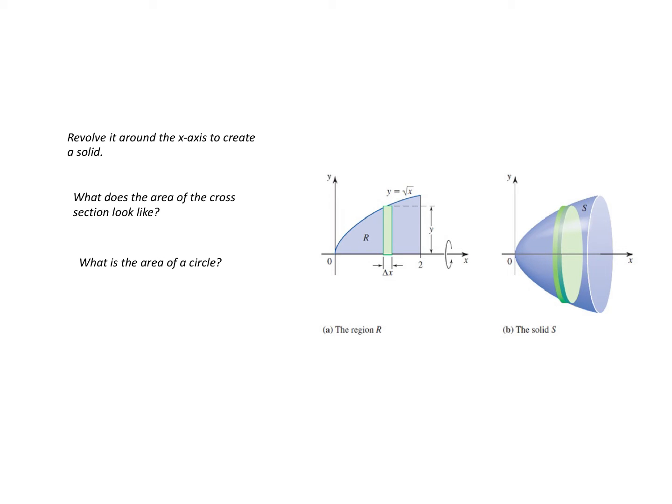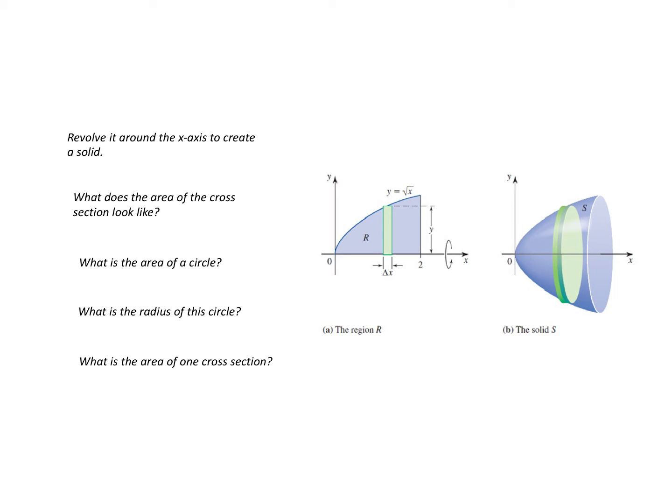Next, if we have a circular cross section, what is the area of that circle going to be equal to? That is pretty straightforward: the area of a circle is simply equal to pi r squared. Well, if the area of the circle is pi r squared, what is the radius of this circle going to be equal to? If we look at it closely, we realize that the radius is simply the y value, or in this case, it's equal to the square root of x. So the radius is simply equal to the square root of x in this particular case.